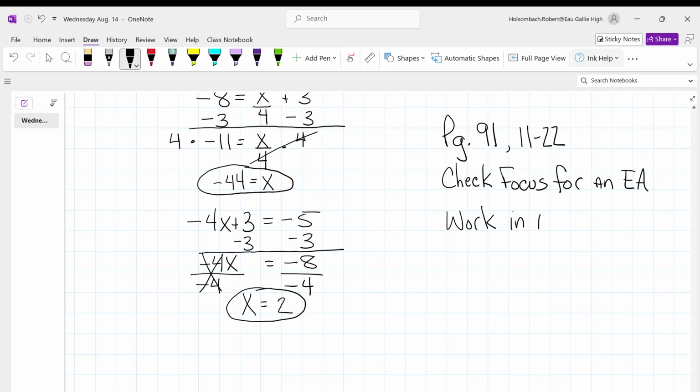What page is it? 91. Nope, right now, here's what it's going to look like. So here's your assignment. Just write that down right now.